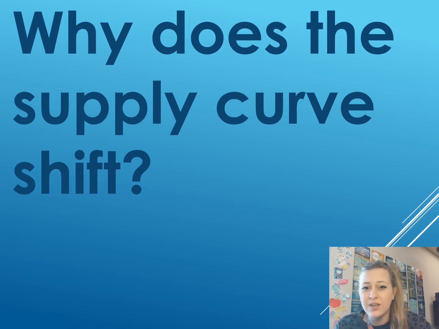So shifts in the demand curve happen because of changes dealing with consumers, right? Like consumer trends or change in the population, so change in the number of consumers, and so forth. But today we're going to be looking at why the supply curve shifts, which has more to do with supply.